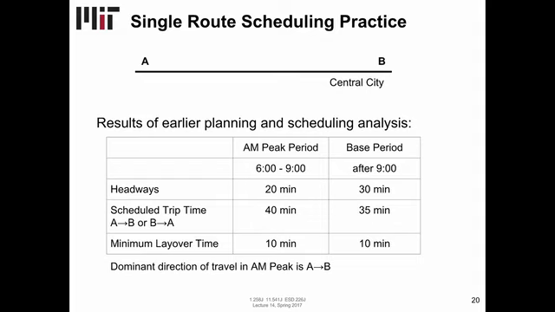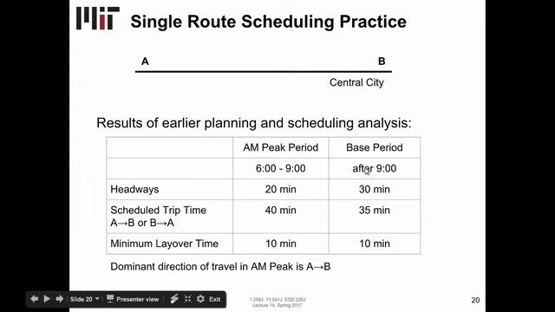After this, we will have one single route scheduling practice with 2 terminals, A and B. This is one route that we want to schedule for the AM peak period and the base period. AM peak is defined from 6 to 9, and base period is after 9. Headways during the peak period are 20 minutes, and scheduled trip times are 40 minutes for both directions. Layover is 10.